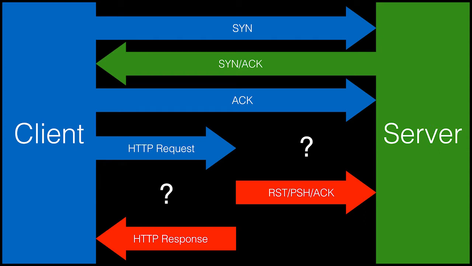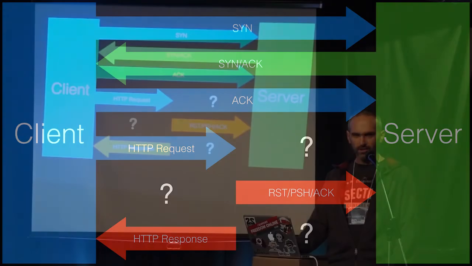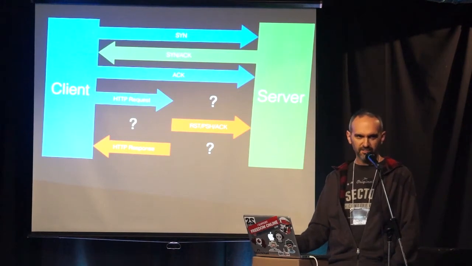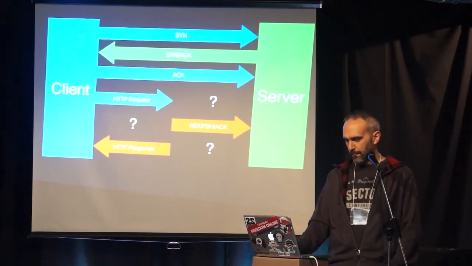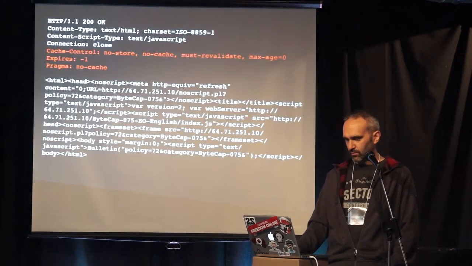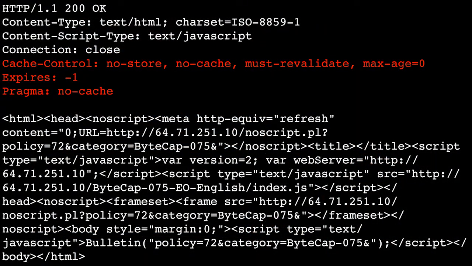Next, I get a response from the server that never got the message, which obviously didn't come from the server. And everything fits in. It's the right sequence numbers, port numbers, TCP flags, all that sort of thing. So what did we get? We got this. And unsurprisingly, it's just the code to throw up the banner at the top of the page. It's a bunch of script and frames.